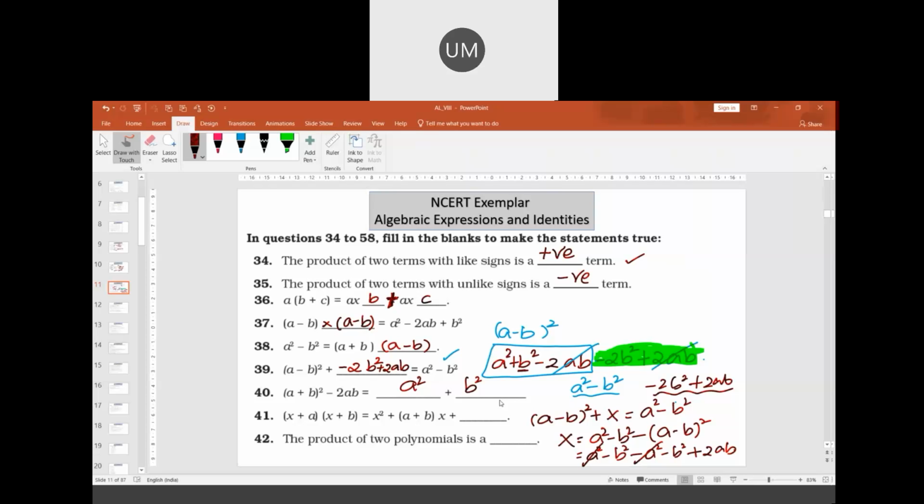Coming to the 41st question. It is an identity. The product of two polynomials is a polynomial. Is it a monomial? Is it a binomial? Is it a trinomial? Yes, it's a polynomial.